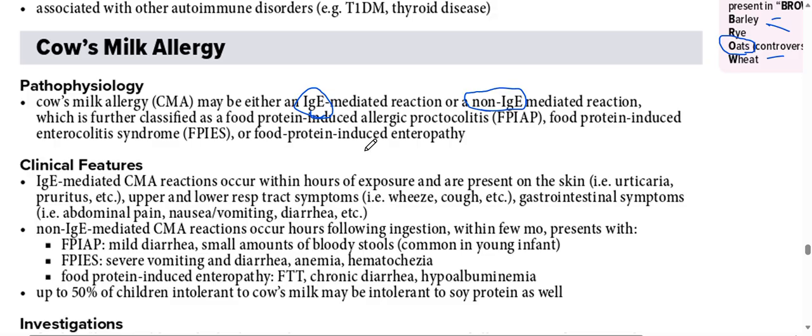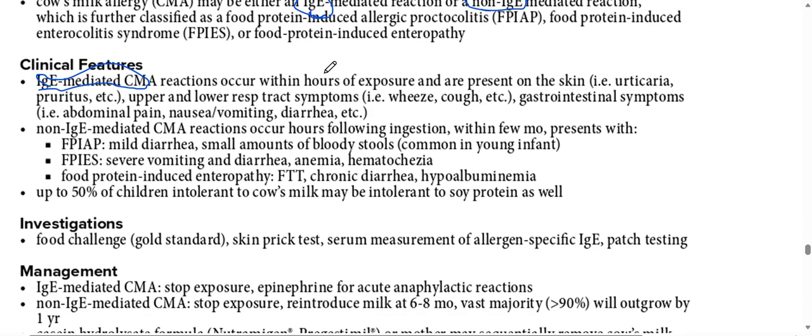Okay, some clinical features of IgE mediated cow milk allergy. So, what happens in the case of IgE mediated? It occurs within hours of exposure, present on the skin. There may be itching, urticaria, pruritus, upper and lower respiratory tract symptoms like wheeze and cough, and gastrointestinal symptoms, for example, tummy pain, nausea, vomiting and diarrhea.